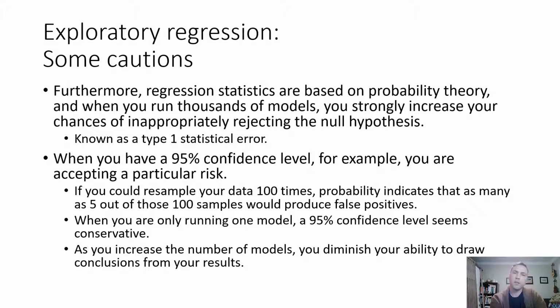If you could resample your data 100 times, probability indicates that as many as 5 out of 100 samples would reproduce false positives. When you're running even more models, like 1,000 for example, you end up with potentially 50 that are false positives. So just be aware of that 95% or 99% confidence level. It may not be as conservative as you think when the experiment gets reproduced over and over and over. As you increase the number of models, you diminish your ability to draw conclusions from your results. So that's the caution from the hard scientific method perspective.